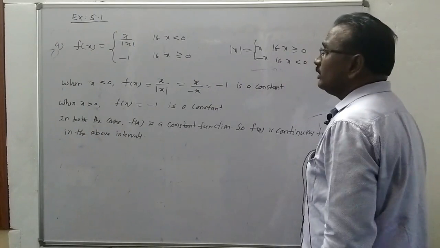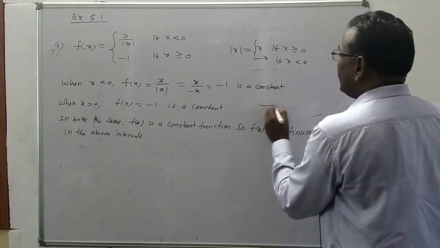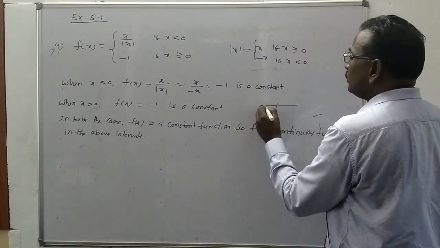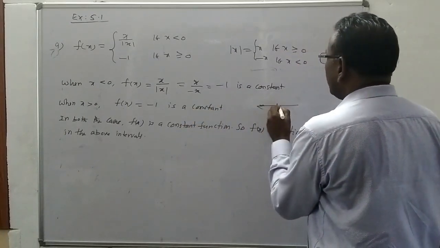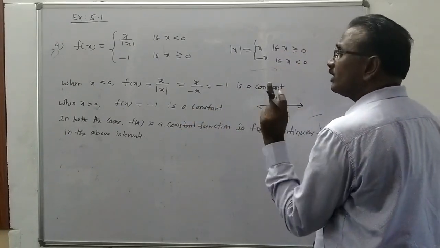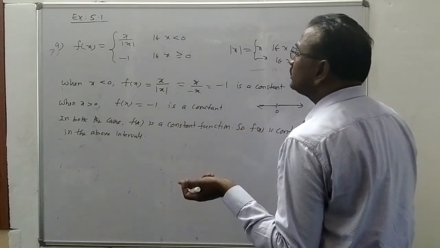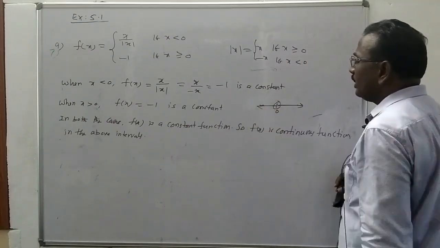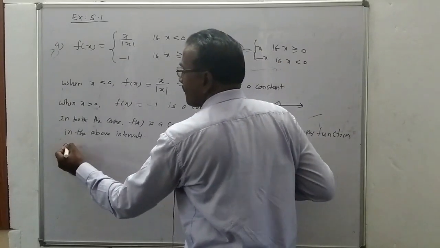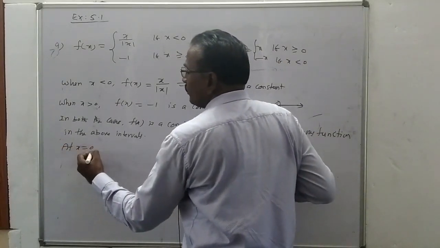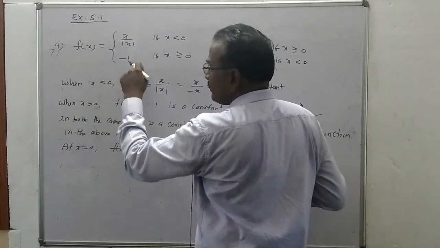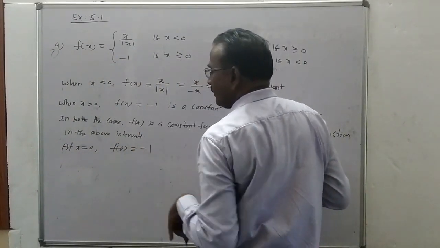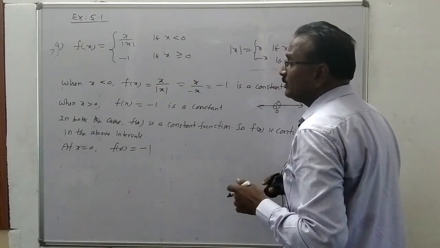So therefore, when x is less than 0, f of x is a constant function, which is continuous. When x is greater than 0, f of x is a constant, which is also continuous. We need to check the continuity at x equal to 0 only. At x equal to 0, what is the value of f of 0? At x equal to 0, f of x is minus 1. So f of 0 is minus 1. The function is defined at x equal to 0.